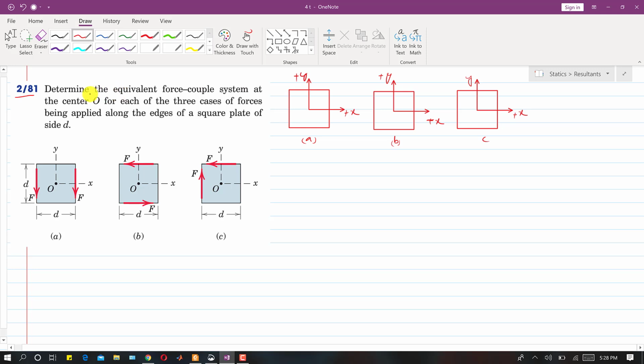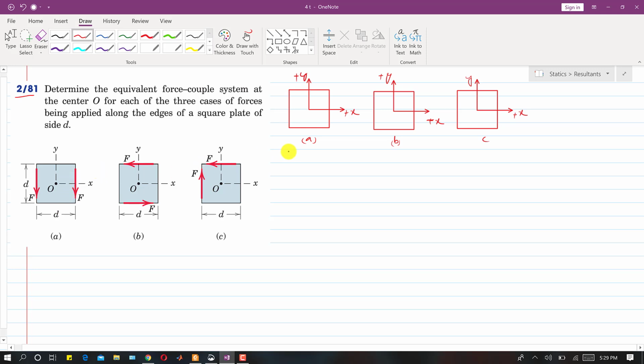Now we are going to solve this problem 281. In this problem it is said to determine the equivalent force couple system at the center O for each of the three cases of forces being applied along the edges of a square plate of side d. So we have these three square plates and different forces are applied, so we need to replace these forces by a force couple system, right?